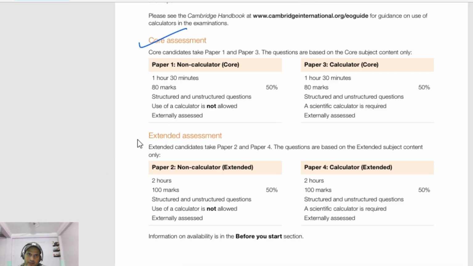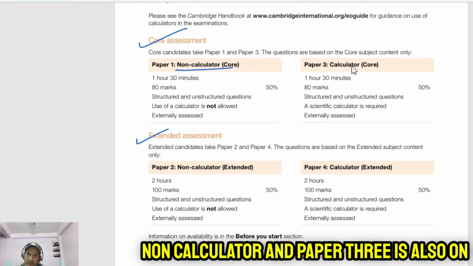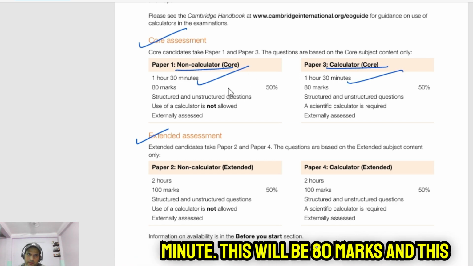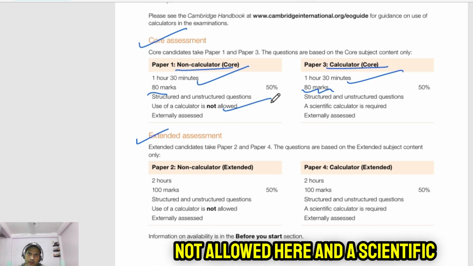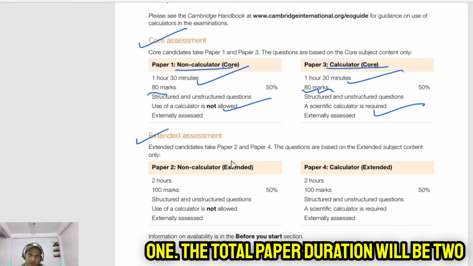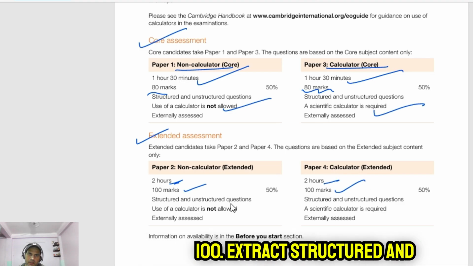Okay, and in the next part, what we are going to discuss more is the papers: the core assessment, and we have the extended assessment. Paper 1 is non-calculator, and paper 3 is calculator based. It will be a 1 hour 30 minute paper, and this will also be 1 hour 30 minutes. This will be 80 marks, and this will also be 80 marks. Calculator is not allowed here, and a scientific calculator is required here. For the extended one, the total paper duration will be 2 hours and the marks are 100, and here also 100.